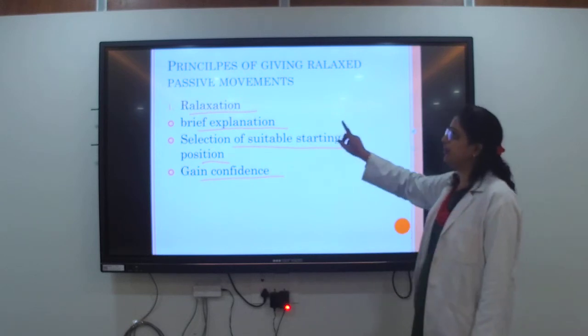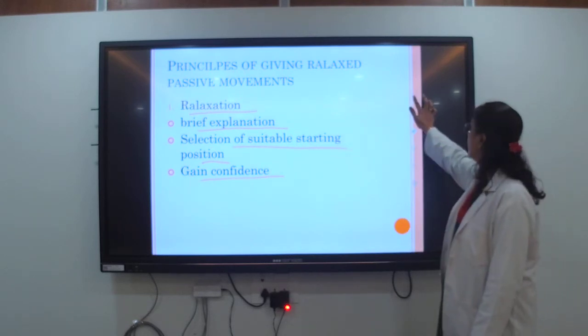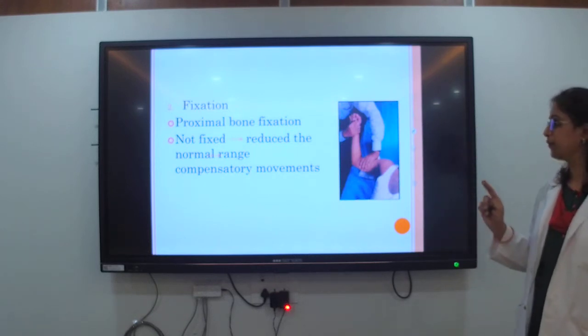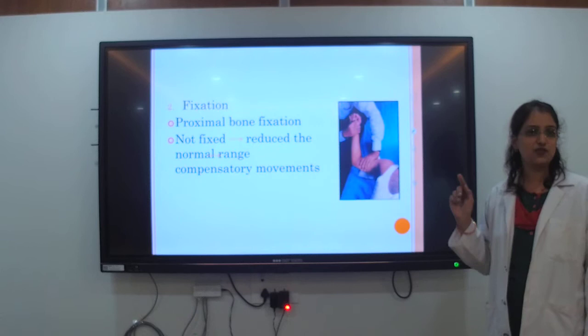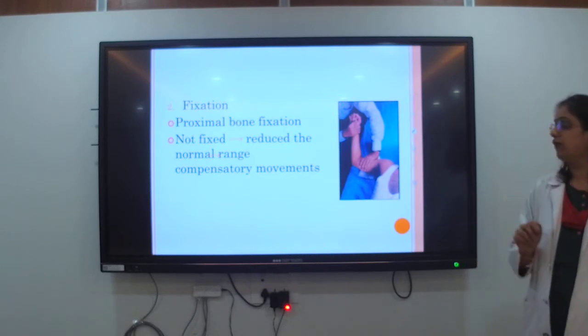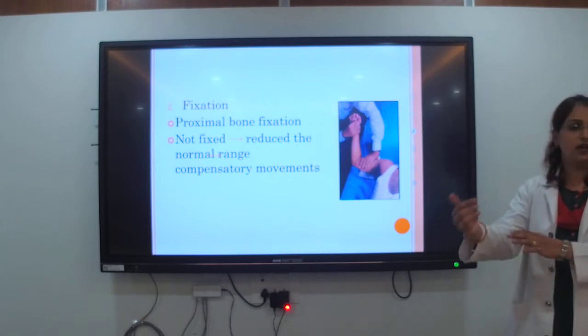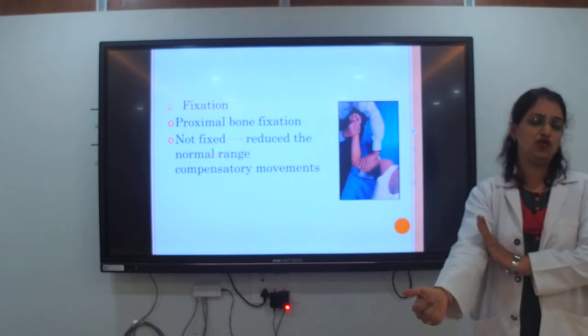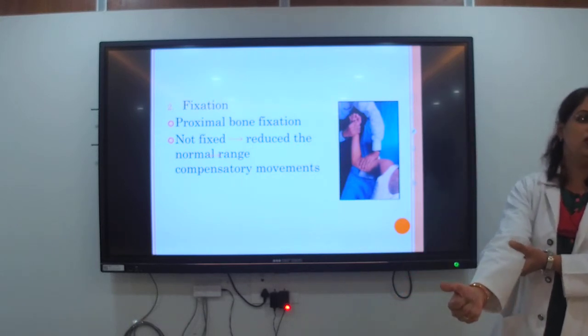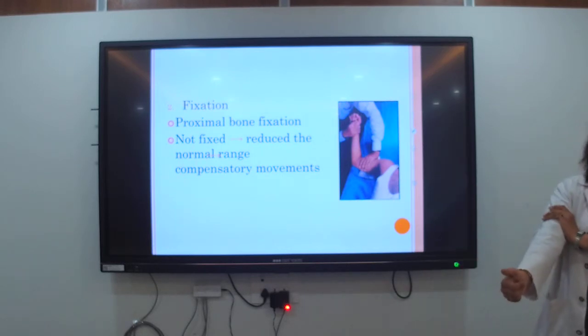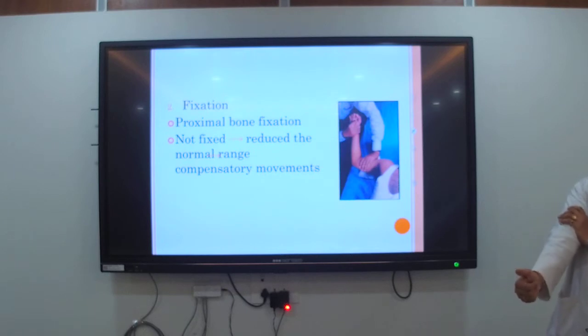So first principle is relaxation. Second principle is fixation. When you are giving relaxed passive movement, you have to fix the proximal bone. Suppose you are giving relaxed passive movement to the elbow, which is the proximal bone? Humerus. So this humerus you have to fix with your left hand.